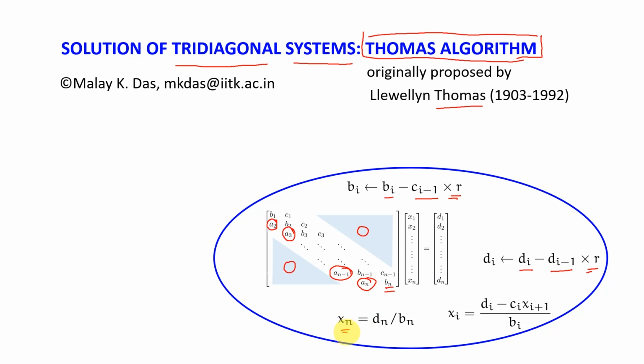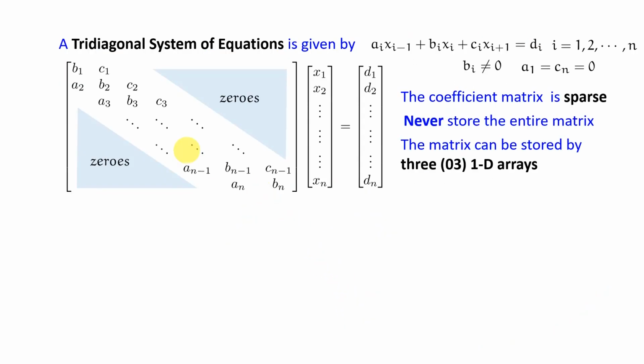But I can calculate Xn from Dn divided by Bn. Then I come to the previous equation and calculate Xn minus 1. Xn is now known. And then I can go to n minus 2, and so on. So I can carry out a back substitution just as we did in Gaussian elimination. So the Thomas algorithm, as we'll see quickly, is a simplified version of Gaussian elimination. Let us see how to do it.